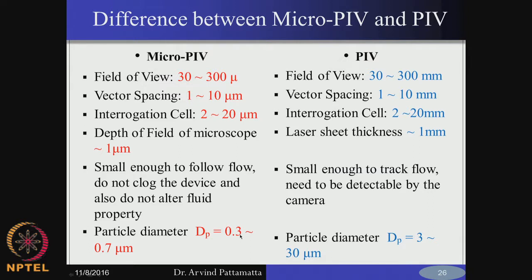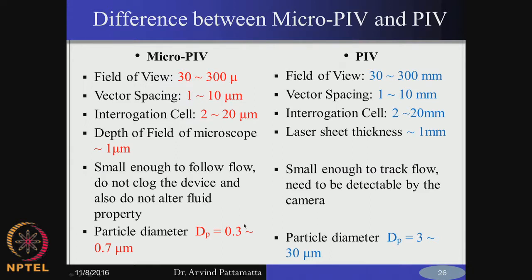So, if you are talking about an interrogation cell size of 2 to 20 microns, your particle diameter should be of the order of 0.3 to 0.7 microns, less than a micron. You are talking about 300 to 700 nanometer particles. These are nanoparticles essentially, whereas in the conventional PIV you are looking at micron sized particles.